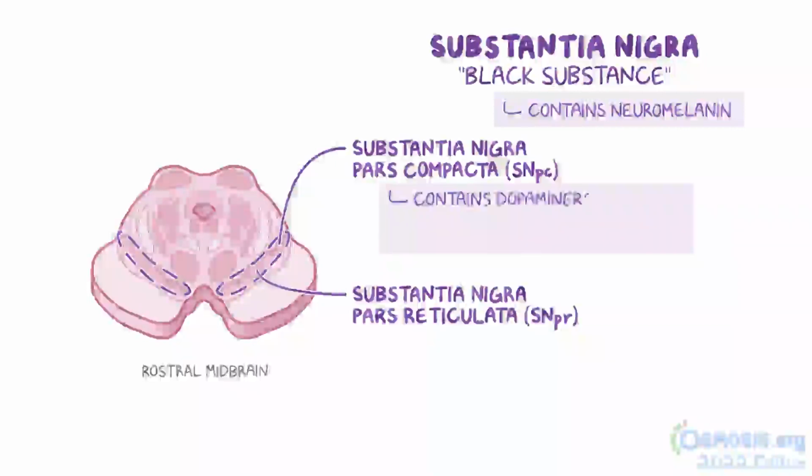SNPC contains dopaminergic neurons that project their axons to the corpus striatum, forming the nigrostriatal pathway where they release dopamine.